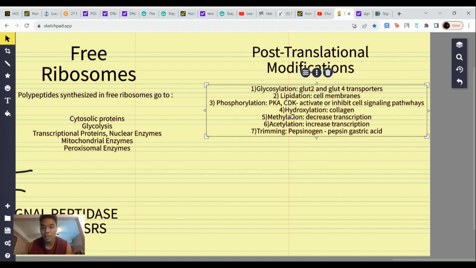Anyways, number three, phosphorylation. If you know what that means, you're adding a phosphate group. The negatively charged phosphate group can do a bunch of things. It's most notoriously known in protein kinase A, if you're familiar. It activates most signaling pathways.